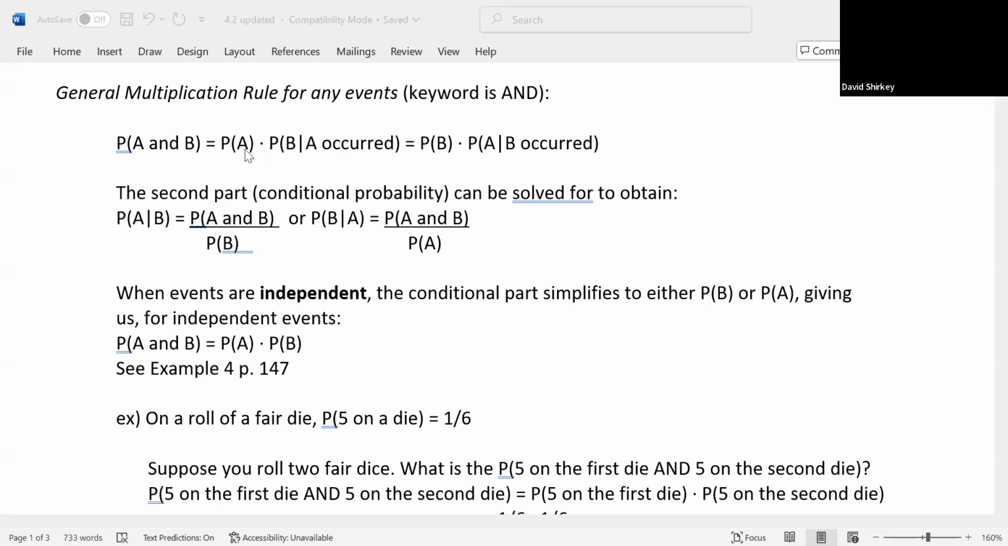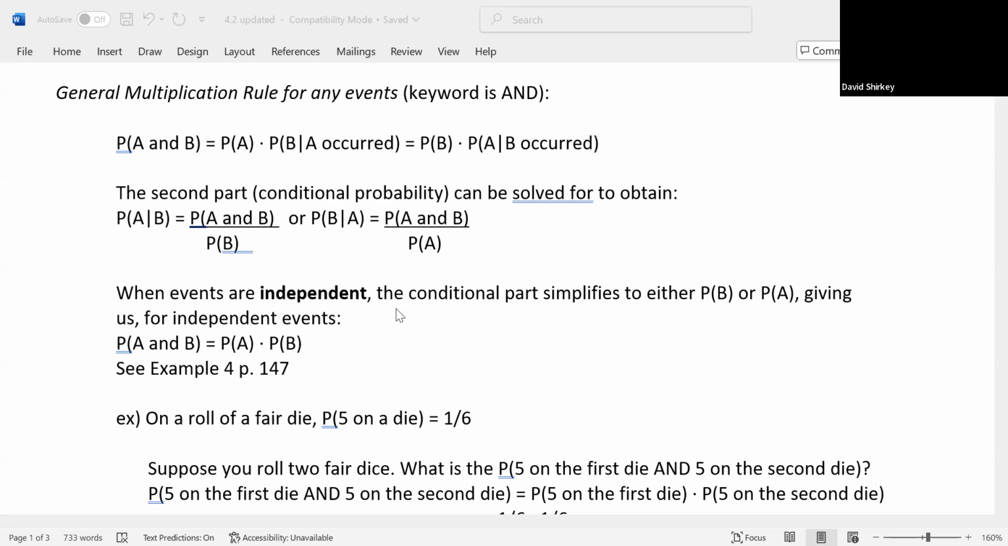So what you're doing, if you look at these original probabilities up here that we first looked at: if you're searching for the probability of A given B, divide both sides of this equation by the probability of B. And if you're looking for the probability of B given A, divide both sides of this part of the equation by the probability of A, and you get this.